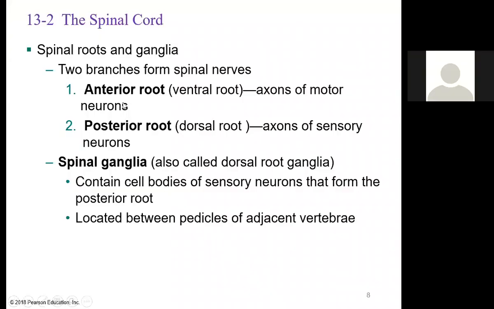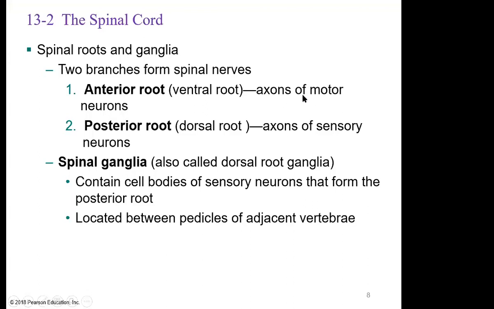All right, so we have the anterior root. You guys saw that. You drew it. Remember, this is going to be associated with motor because it's a root. Posterior, sensory, because it's a root. The spinal ganglia that we drew, also called the dorsal root ganglia, will contain those cell bodies of the sensory neurons that form the posterior root. So again, those unipolar neurons.